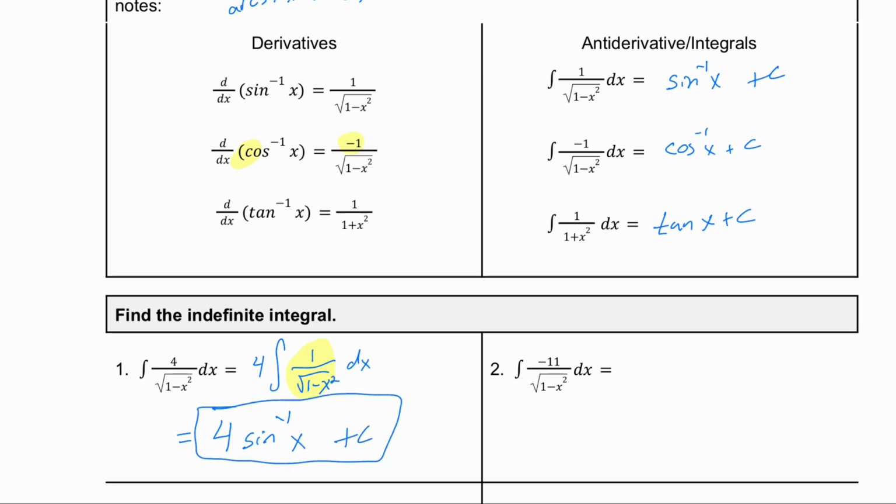The other examples are pretty similar to that. We just want to be able to identify what the derivatives look like, so that when we integrate, we'll get those inverse sine, inverse cosine, or inverse tangent functions. So take a look at some of the practice, and once you're ready, we can move on to our next type of integral.